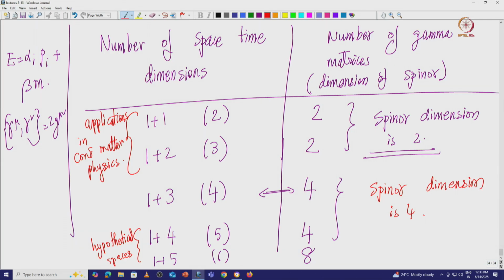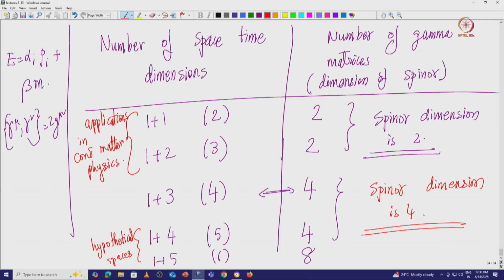So, you need 4 alpha matrices and 1 beta matrix, but it turns out that there are only 4 independent matrices of dimension 4. So, you have 4 alpha matrices and 1 beta matrix, and all the 5 can be found in 4 dimensional matrices, and the dimension of the spinor is still 4.